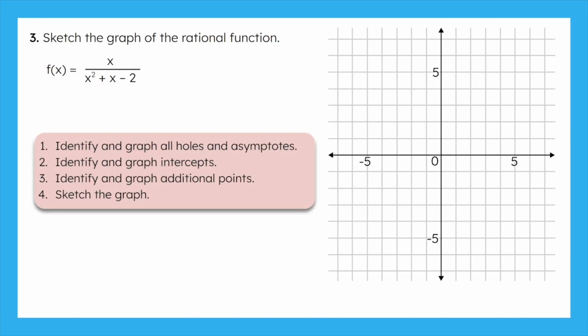Here's our last example for today. f of x equals x over x squared plus x minus 2. Start by identifying the key features, then find additional points. I've included a table with a few completed points for you in your guided notes. You'll have to choose a few additional points to find. Pause the video here to try this one on your own.